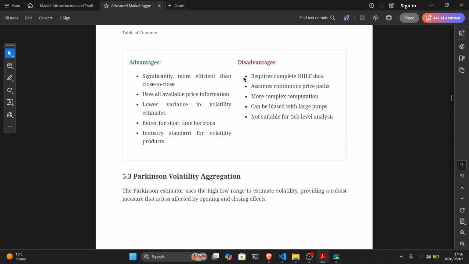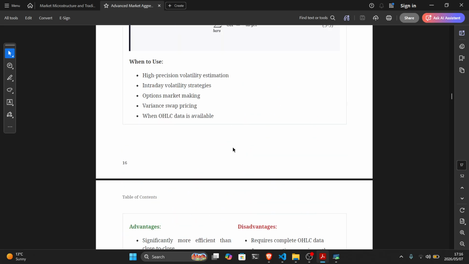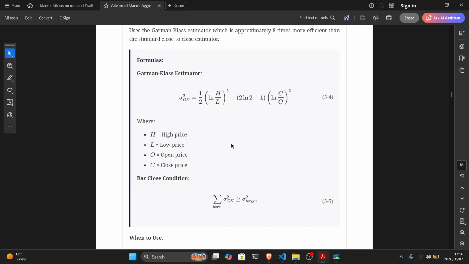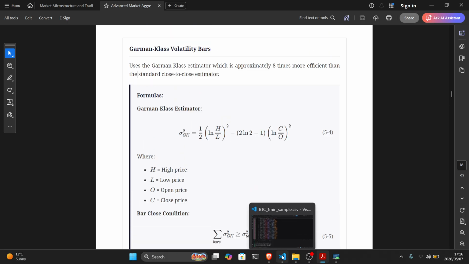What are the disadvantages of this aggregation? Requires complete OHLC data. Assumes continuous price paths. More complex computation. Can be biased with large jumps. Not suitable for tick level analysis. Now let's get into the code.